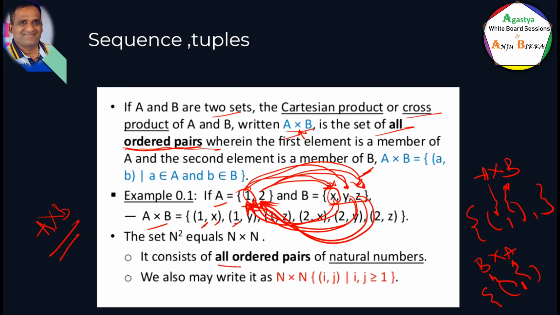It consists of all ordered pairs. So in general, A cross B equals the set of ordered pairs (x, y) such that x belongs to A and y belongs to B, like this.